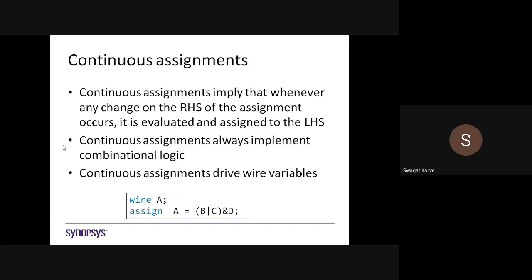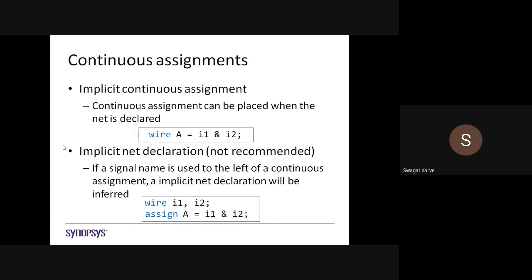Okay, so this is about the continuous assignment statement. Now again, implicit continuous assignment statement. There is another subtype of this continuous assignment statement, that is the implicit continuous assignment statement. This type can be placed when a net is declared, that means whenever we are using that net.